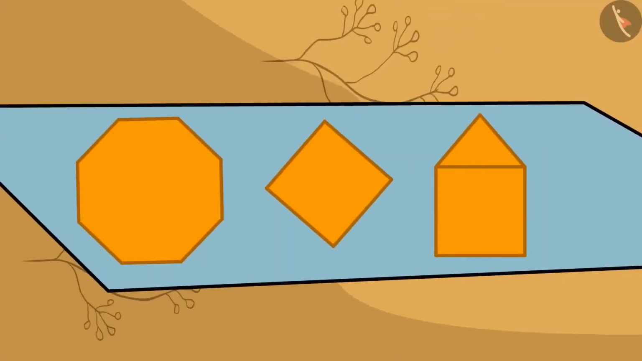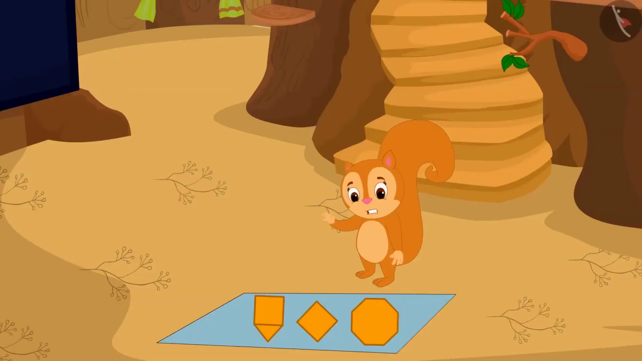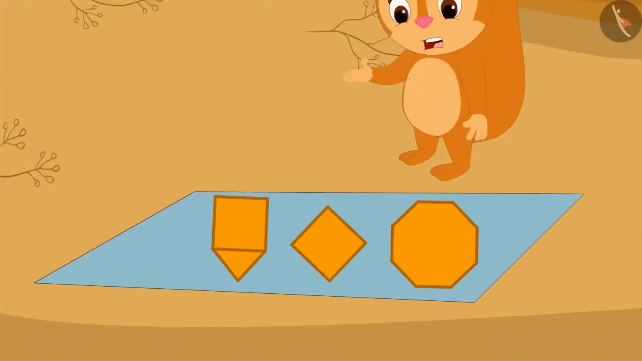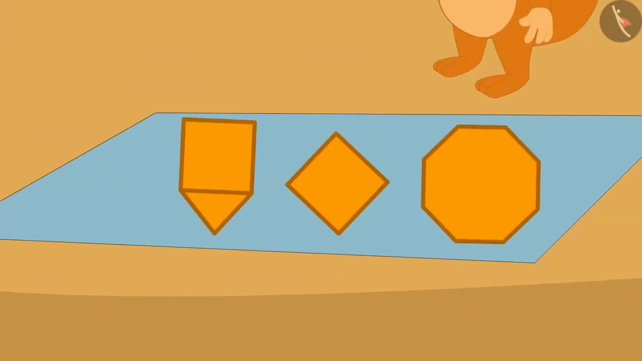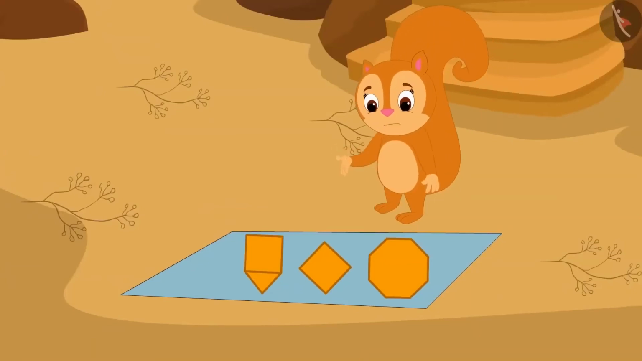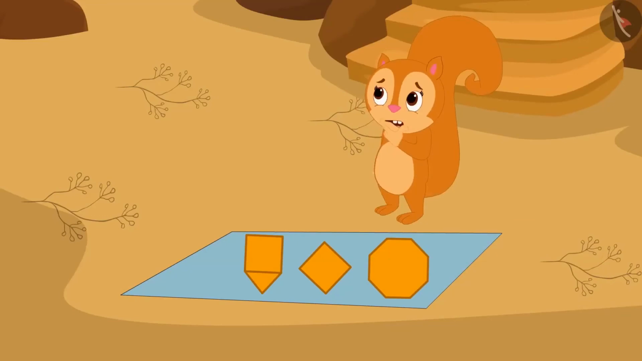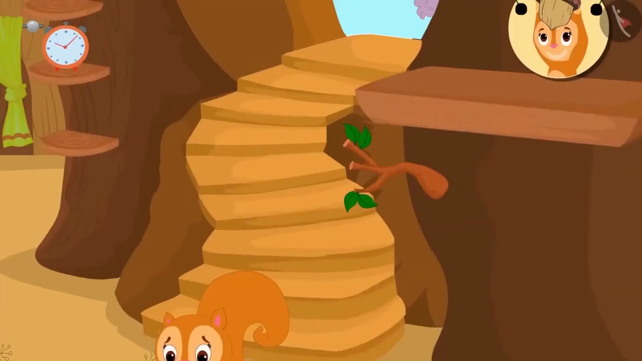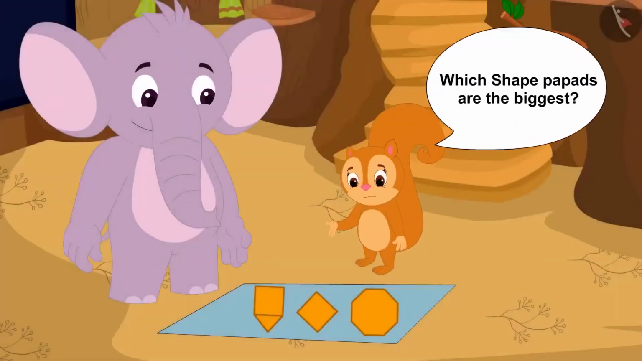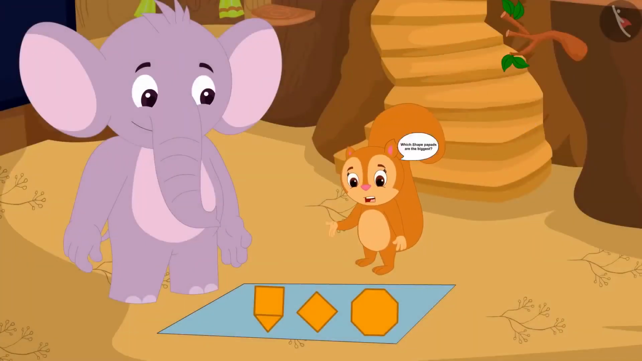I have poppers of these 3 shapes. I have to charge the highest price for the biggest popper and the lowest price for the smallest popper. But all 3 are of different shapes. Then how do I find out which shape poppers are the biggest? Chanda got absorbed in thinking. Just then, Appu came to her house. Chanda asked this question to Appu.